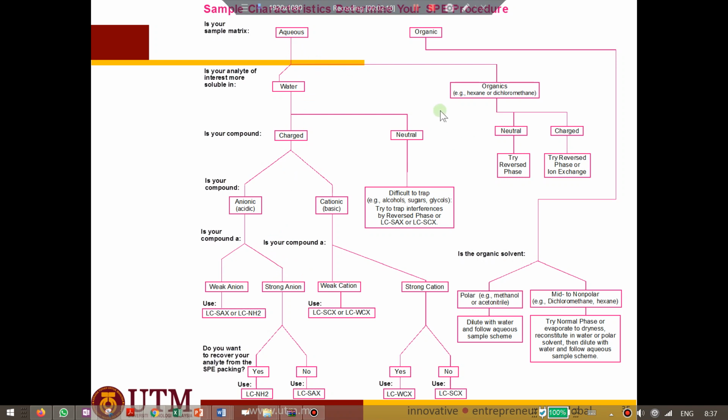Okay, here, if your sample is organic, then you know that your analyte doesn't dissolve in water. After that, you just need to think whether it is neutral or charged. If your analyte doesn't have any charge, you try reverse phase, which for me is the best one. If you have charge, then you need to use the ion exchange.